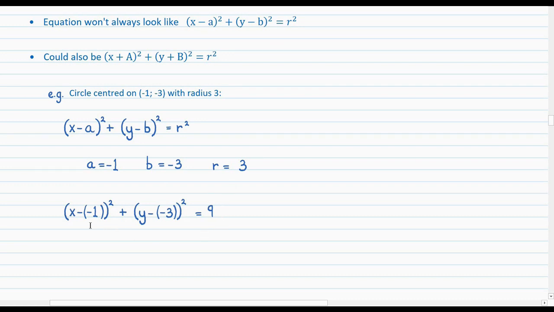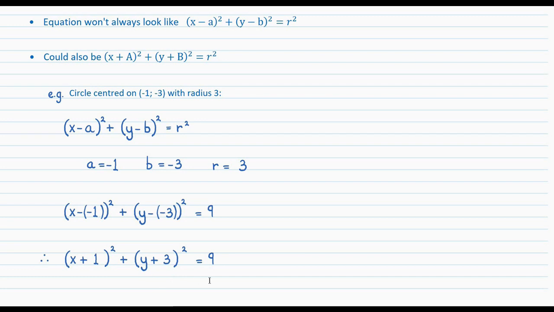Then just basic maths, where both the negatives cancel each other out, giving the final equation as x plus 1 squared plus y plus 3 squared is equal to 9. So that example is just to show you that it won't always be x minus something and y minus something for the equation of a circle. Besides this plus and plus case, you could even have one of them being minus and the other being plus. It entirely just depends on what the values of the center point coordinates are in a specific case.